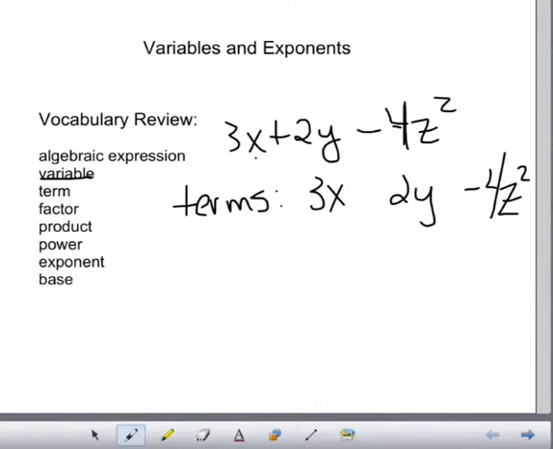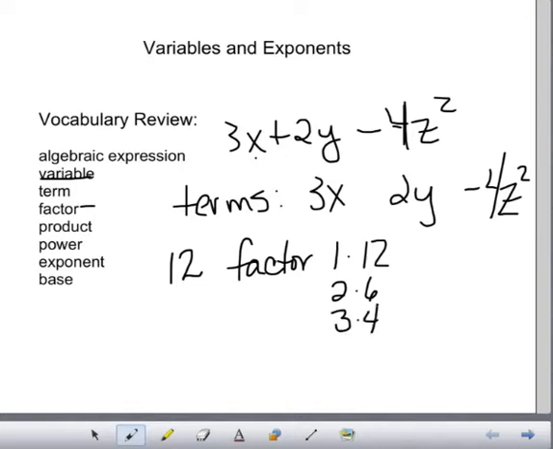Okay? Now, remember factor. The factors of something are the numbers that can be multiplied to get that number. So if I had, for example, 12, the factors of 12 would be what? 1 times 12, 2 times 6, and 3 times 4. Those are the factors of 12. A lot of times we get factors and multiples confused. Multiples of 12 would be like 12, 24, 36, 48, and so on. But factors are the numbers that will multiply together to give you the given number.